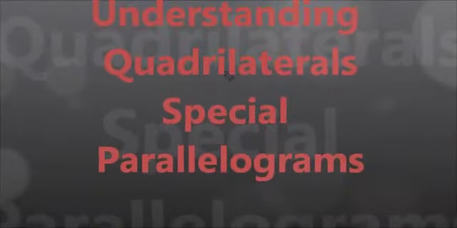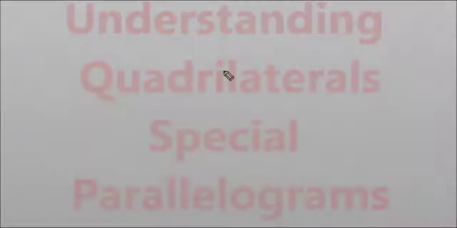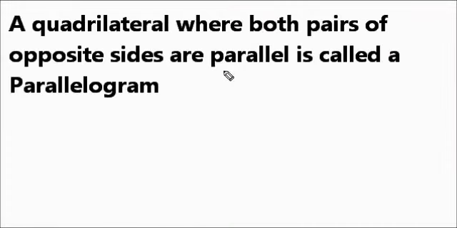Hello everyone. In this video, we'll look at the spatial parallelograms. So, the definition of a parallelogram is: a parallelogram is a quadrilateral that has both pairs of opposite sides parallel. And then we also found out some properties of parallelogram. So, let's list down those properties.